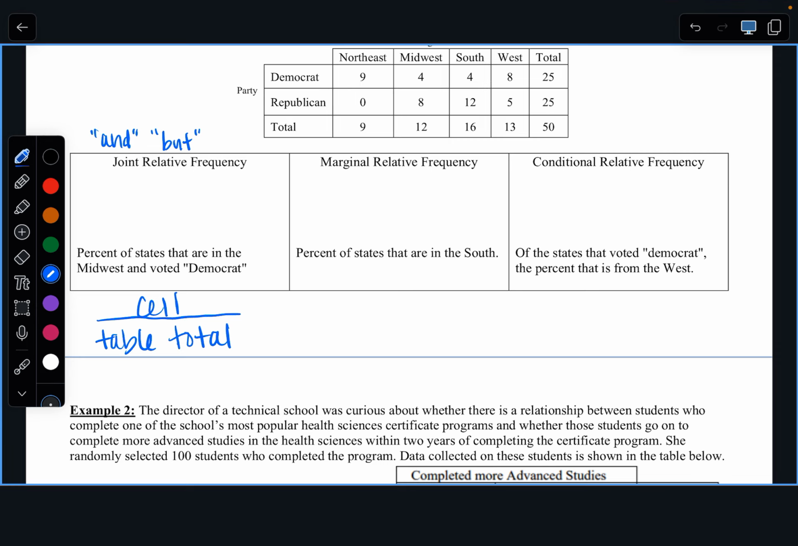So in our case, they said, what is the percent of states that are in the Midwest and voted Democrat? So all I have to do is look for that cell where both of those things are true, and I'm going to take 4 over 50, and that's going to give me 16%. So that is a joint relative frequency. A marginal relative frequency is going to be a row or column total.